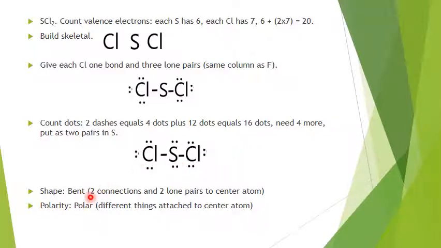Okay, what's the shape? Well, the center atom has 2 things attached. Two connections, so it's going to be either linear or bent. It has lone pairs on the center atom, so it's going to be bent. If it didn't have lone pairs, then it would be linear. It's polar because the center atom has more than 1 thing. It has chlorines and lone pairs attached.